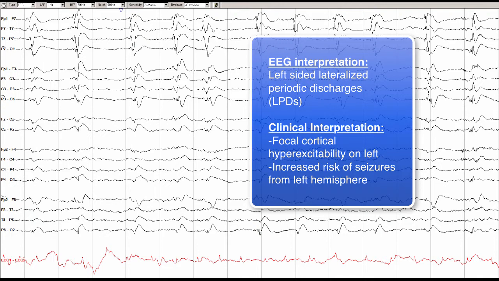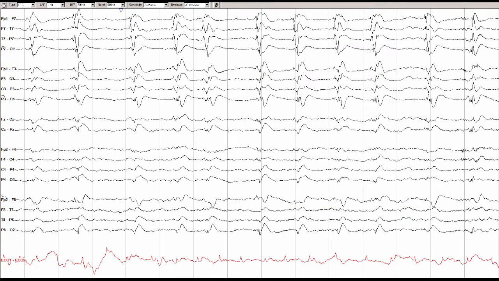there is a strong association between lateralized periodic discharges and subsequent seizures on prolonged recording. Therefore, when these discharges are seen, additional recording should be done to ensure that the patient does not develop non-convulsive seizures. There are a number of etiologies that can cause lateralized periodic discharges, and they are relatively nonspecific.